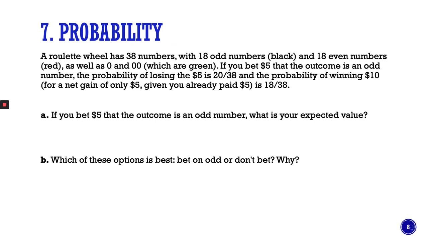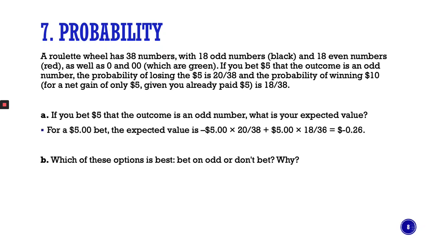So a roulette wheel has 38 numbers with 18 odd numbers and 18 even numbers, as well as 0 and 00, which are green. If you bet $5 that the outcome is an odd number, the probability of losing the $5 is 20 out of 38, because that means you'd have the even numbers plus the 0 and the 00 gets you to 20. And the probability of winning $10 is 18 out of 38. So if you bet $5 that the outcome is an odd number, what is your expected value?